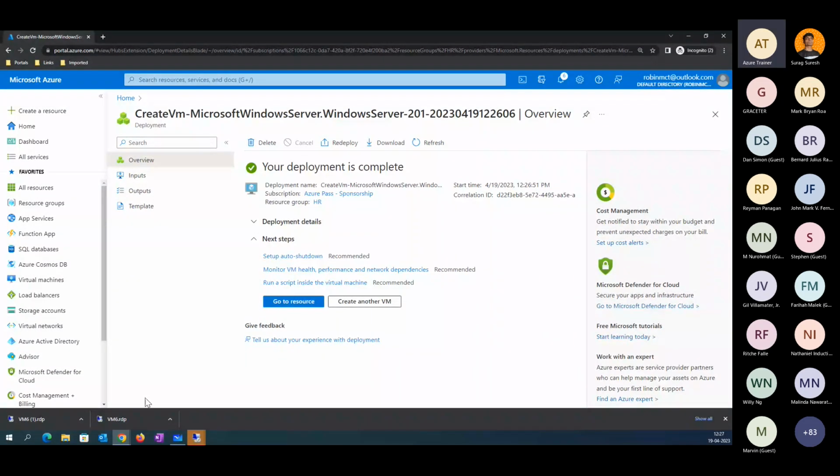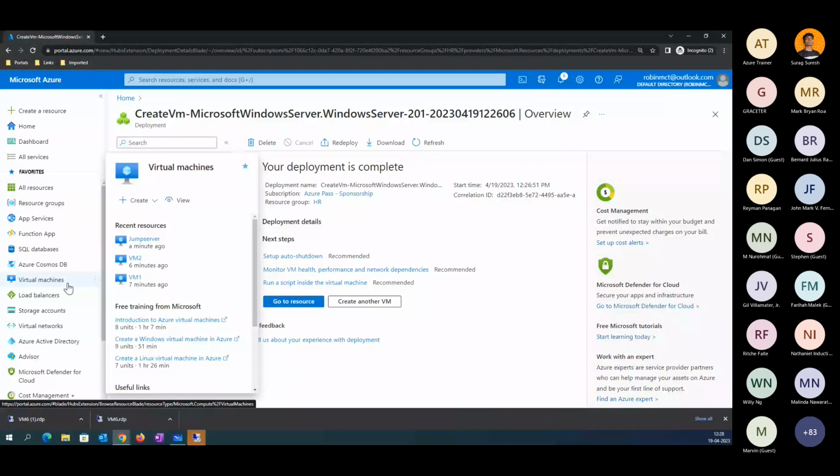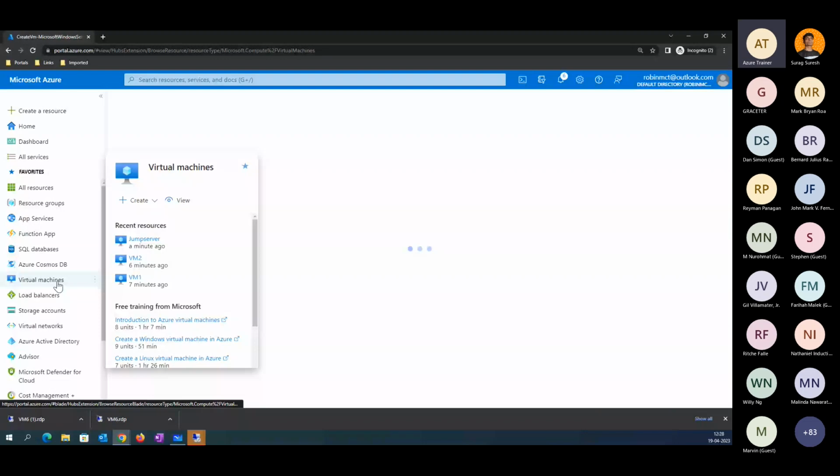Right now, you may be able to see here. You have a VM that got created here. You have a VM available here on the portal. Now, if you go to the virtual machine, you can see the jump server has been created.